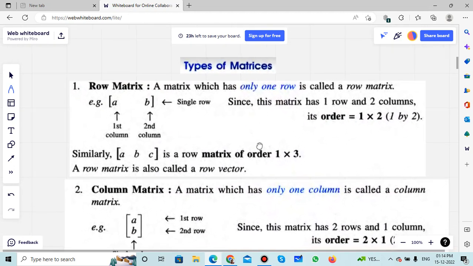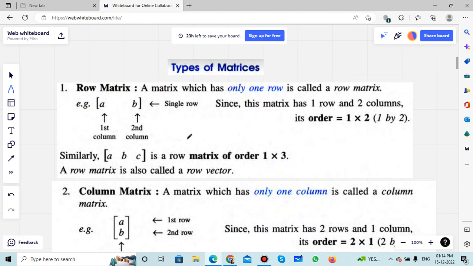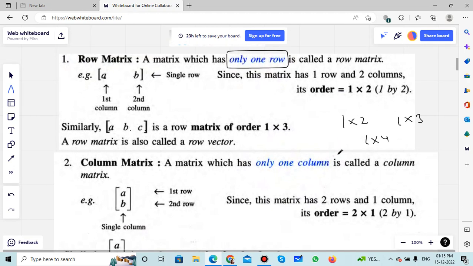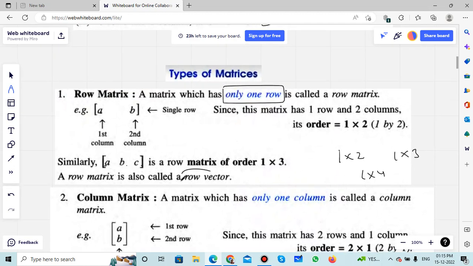Then we come to types of matrices. What are the types of matrices? One is called row matrix. What is a row matrix? It has only one row, that's it. A matrix which has got only one row is called a row matrix. An example is you can see A B or A B C is a row matrix. It will always be in the order of 1 by 2 or 1 by 3 or 1 by 4, like that, because the row we write first and the column we write next. A row matrix is also called a vector matrix, also a row vector. A row matrix is also given the name row vector.